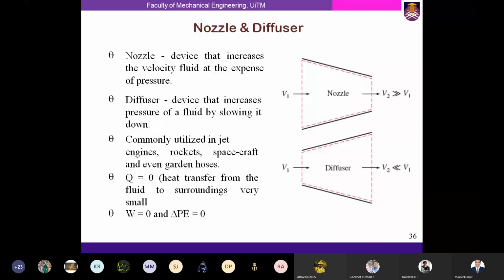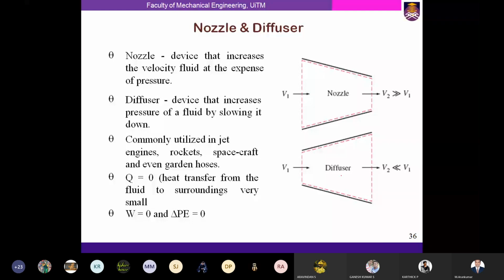Tell me any application where a nozzle is available. Just assume this one. The nozzle will give you increased velocity. The velocity of the fluid can be increased with the use of nozzles.